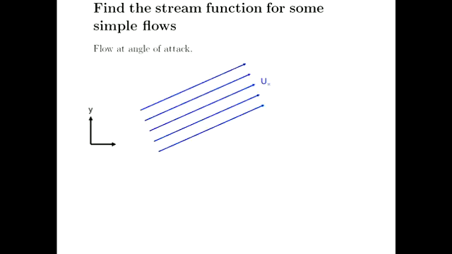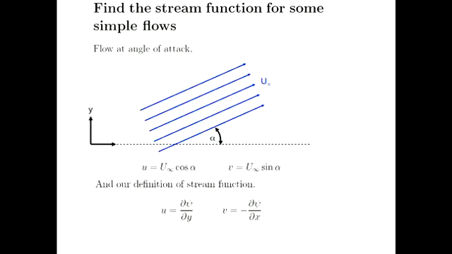And likewise, we could take a slightly more complicated flow, which would be a uniform flow at some angle of attack alpha, and we could go through the same process, okay? So in this case, the horizontal component of velocity is U infinity cos alpha. The vertical component of velocity would be U infinity sine alpha. And again, we can make that substitution for the stream function, okay? So once we substitute, we get that dψ/dy equals U infinity cos alpha, and minus dψ/dx is equal to U infinity sine alpha.